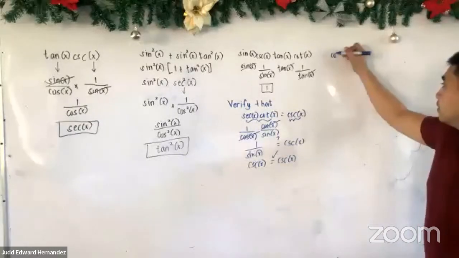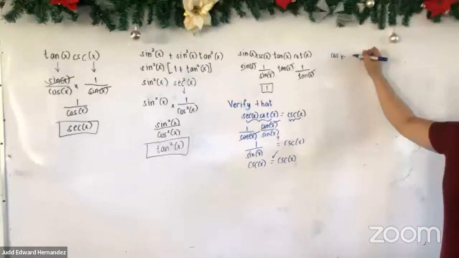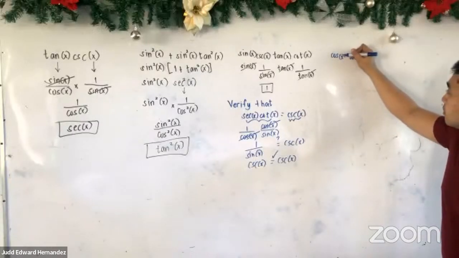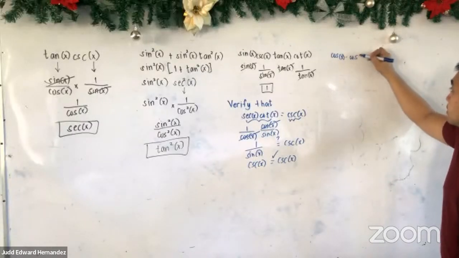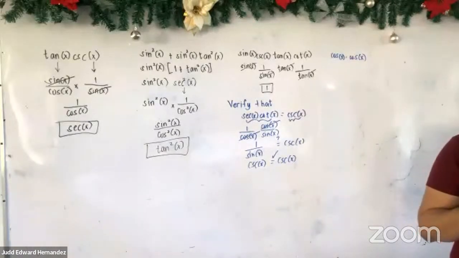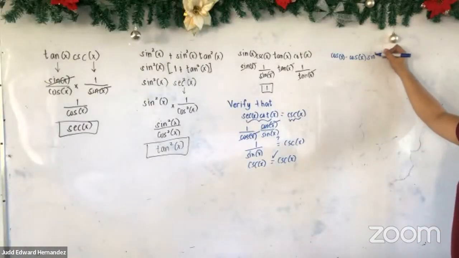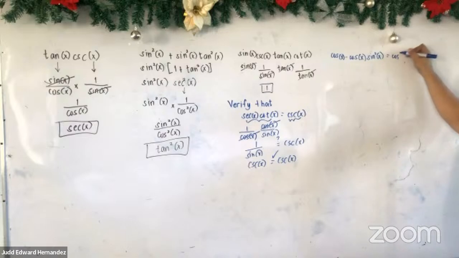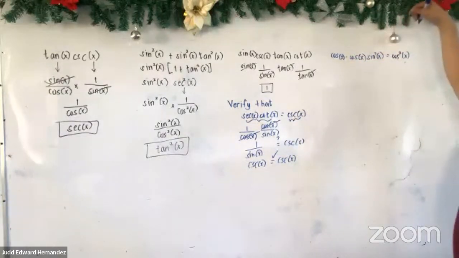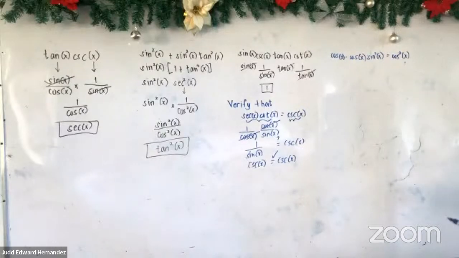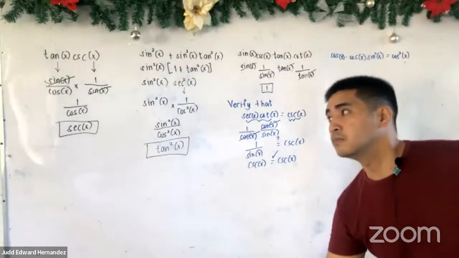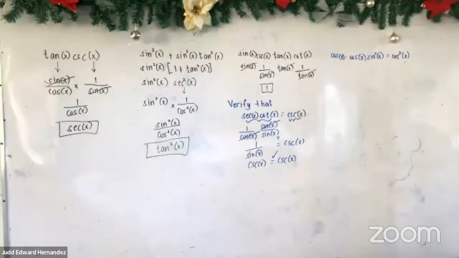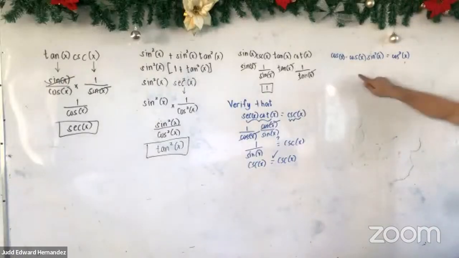What if we're given cosine of x minus cosine of, para wag kayo malito, lagyan natin ng parenthesis. Cosine of x minus cosine of x times sine squared of x. Is that equal to cosine cube of x? Okay, so anong mas gusto nyong galawin po? Left side or right side? Left po, sir. Left po.